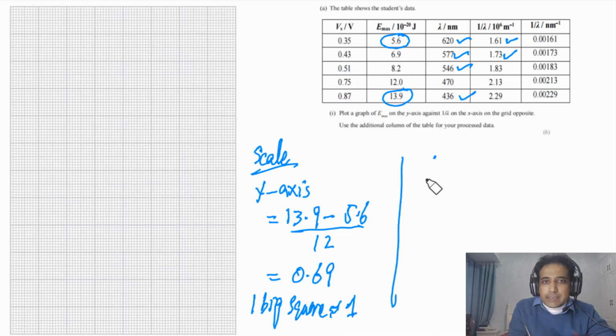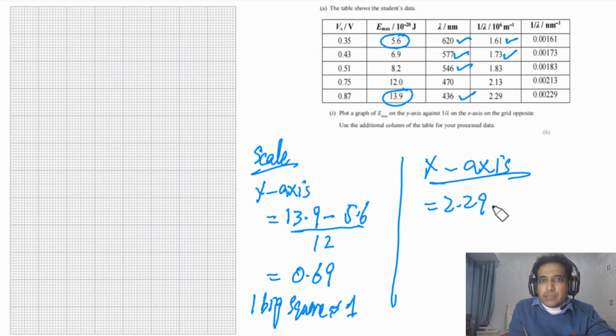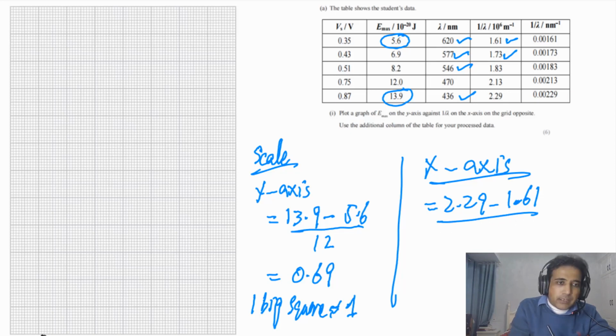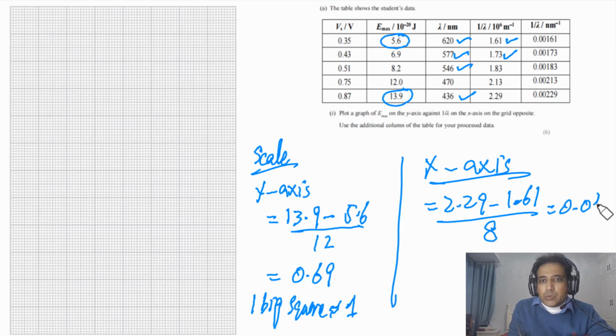And for the x-axis, we can follow the same method, so we can choose the scale. We can take the maximum value, that is 2.29, minus the minimum value, and this has to be divided by the number of big squares here, 1 2 3 4 5 6 7 8. So we can divide this one by 8. So we will get 0.085. So we can simplify this one and take about 0.1. Keeping this in mind, we can sketch the graph.